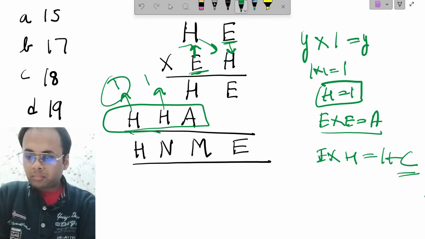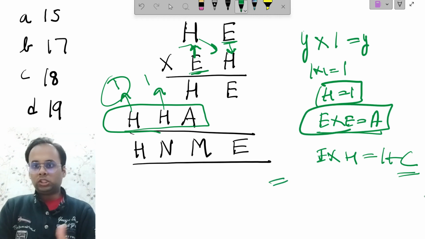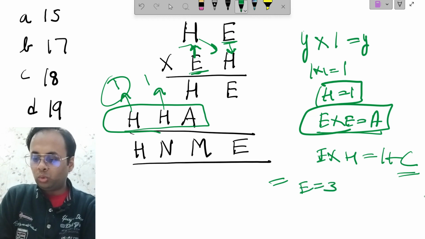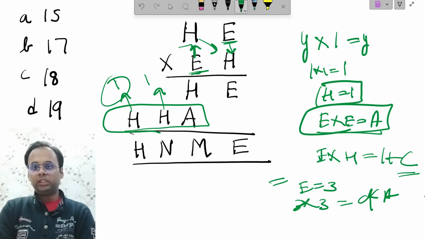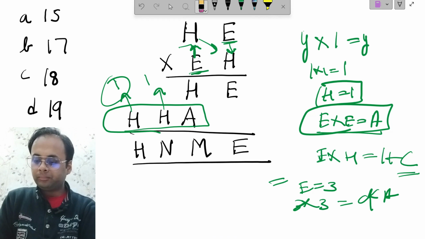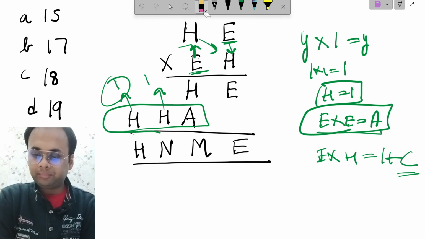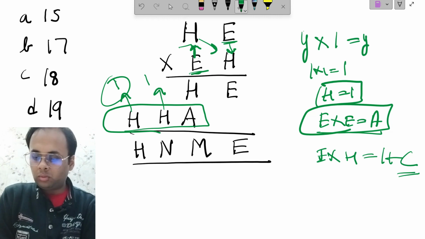Like this one, E into E gives A. So suppose E is 3. Then 3 into 3 gives 9. The A value is 9, but it does not generate any carry, while we have the carry being generated here, so it cannot be 3. Correct? Okay, so if E is having the value, maybe 4.